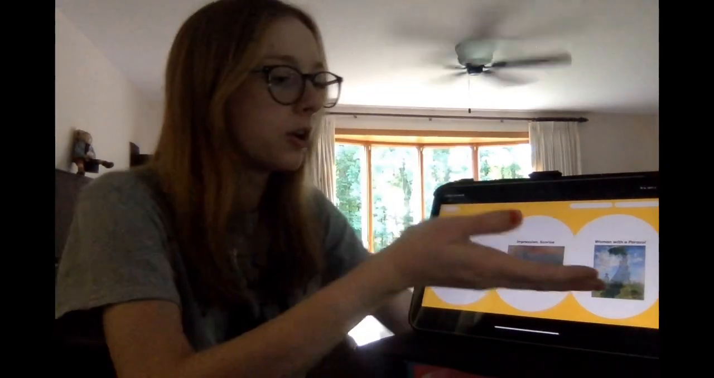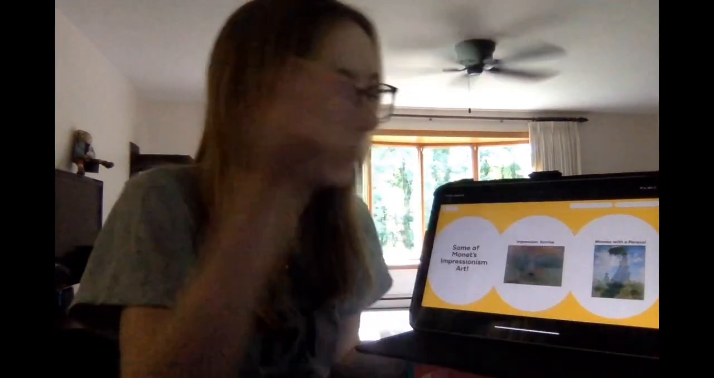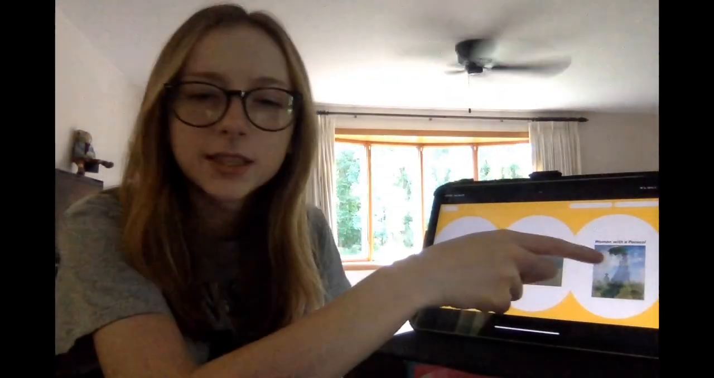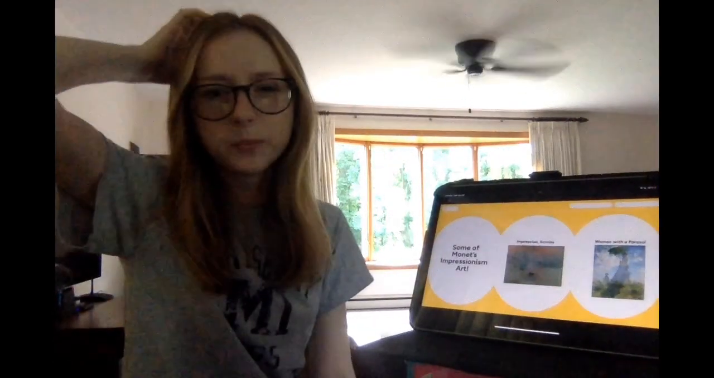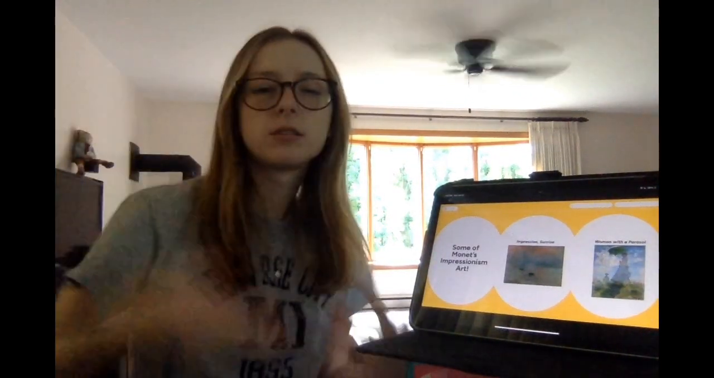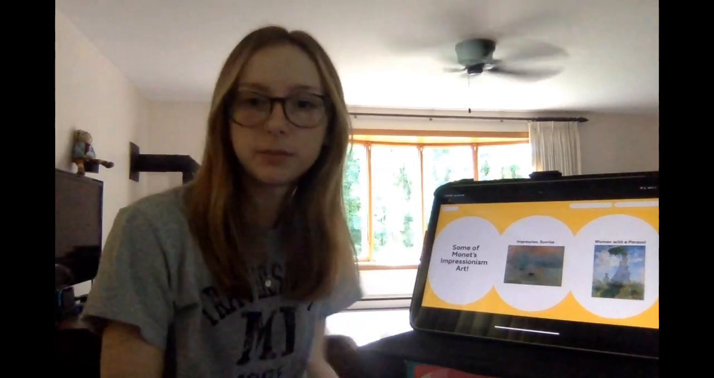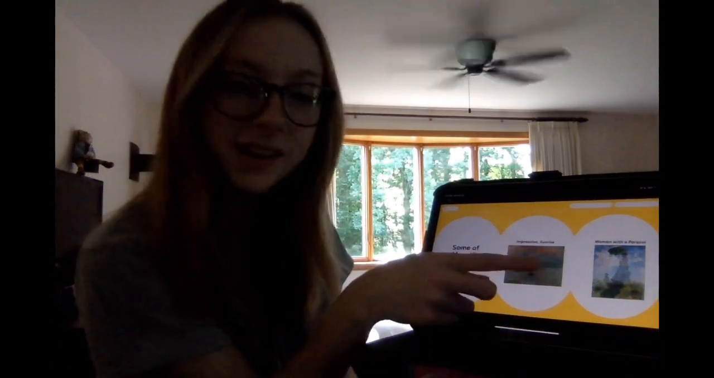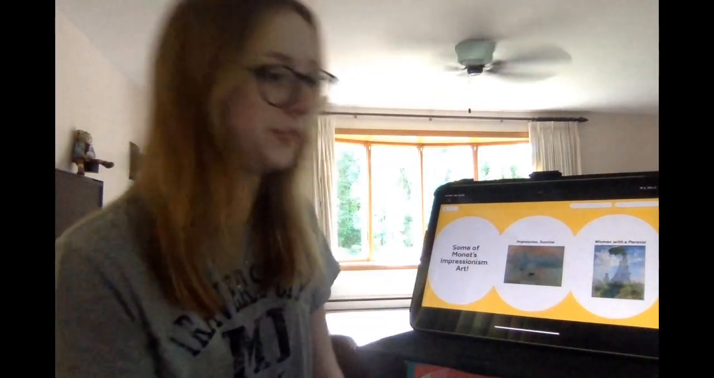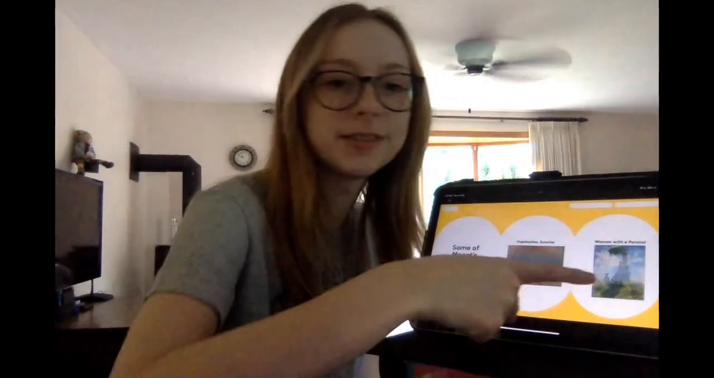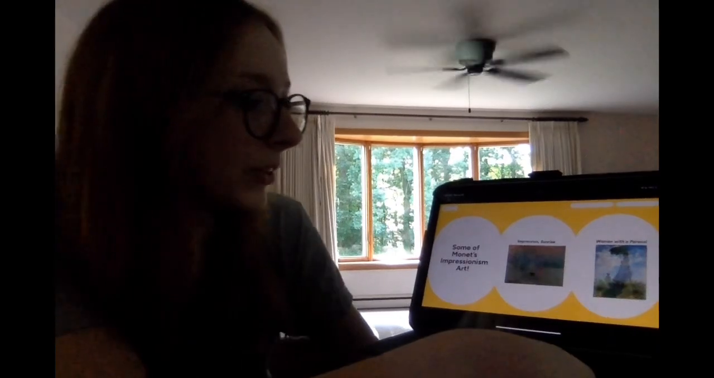The next one I want to show is Woman with a Parasol, and a parasol is just that little thing that she's holding. It kind of looks like an umbrella, but it wasn't really used for rain because it was smaller. Instead, it was used by women in this time to protect themselves from the sun. And this woman is actually his wife, which is really interesting to know, and that little boy is his son. So this is a good example.